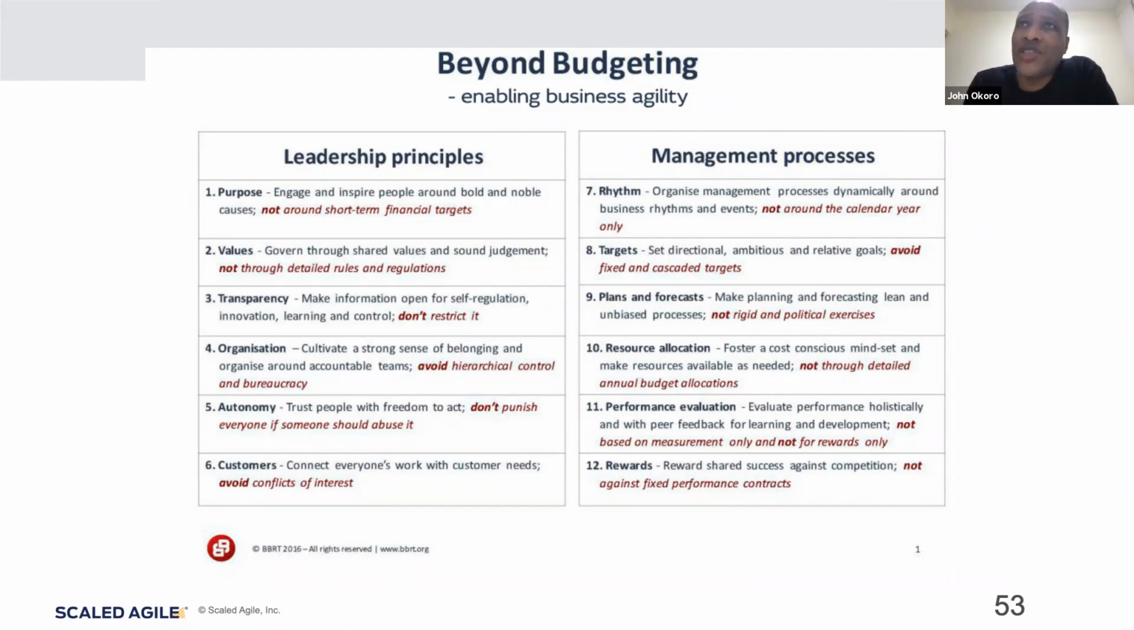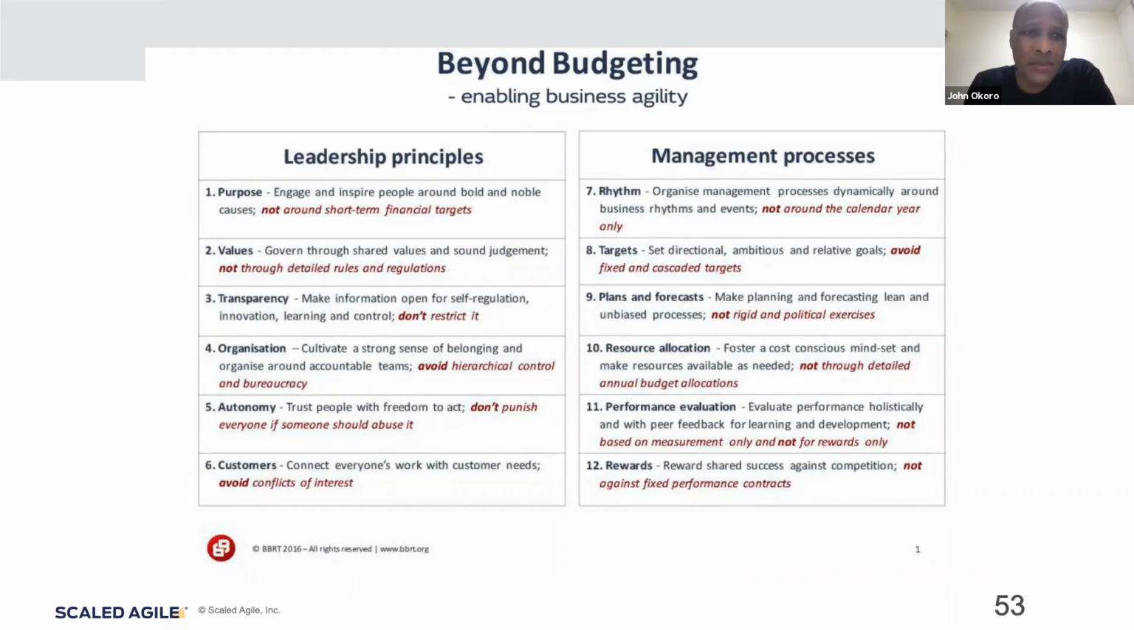So this is beyond budgeting. This is not from Scaled Agile, but this is a way that you would be able to use Agile in your finance function in an organization. This really evolved separately from Agile, but then they found that they had so much alignment with Agile, a business agility approach, and they embraced that. But this is beyond budgeting.